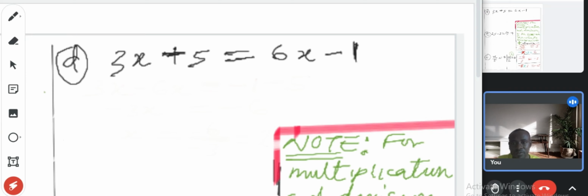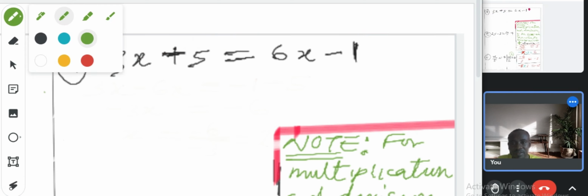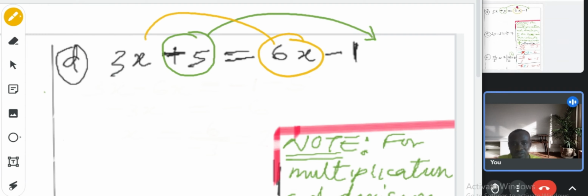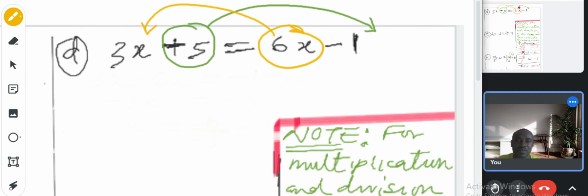All right, let's go. So you move the plus 5 to the other side. The plus 5 will cross over to this side. Let me show a sign to show that it's going to cross over to this side. The 6x will cross over, is it not? We also cross over to this side. That's collecting like terms. Okay, let's do that.